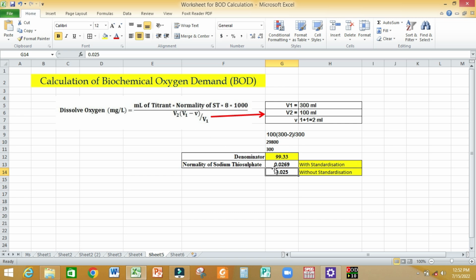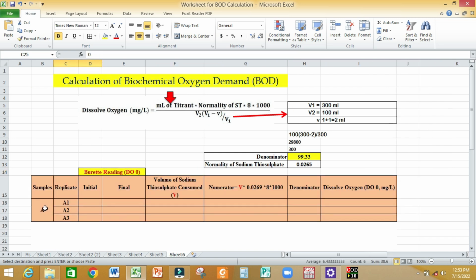For this, you can keep the value as 0.025. Next, let us calculate the dissolved oxygen content of the samples the day it was collected. So we have samples A1, A2 and A3. Let's assume these are the burette readings: replicate 1 from 0 to 4.3, 4.3 to 8.6 for replicate 2, and 8.6 to 12.8 for replicate 3. So these are the burette readings.